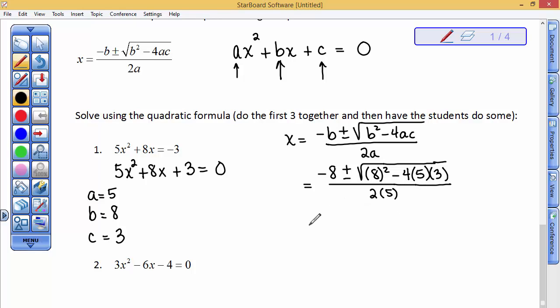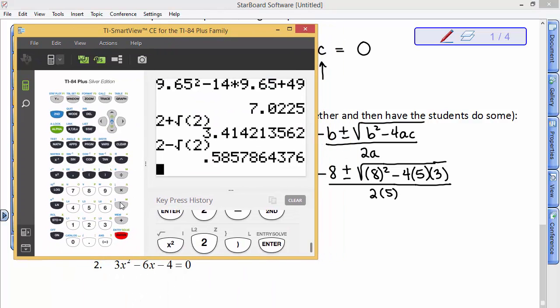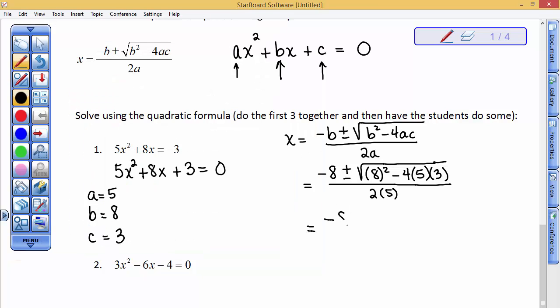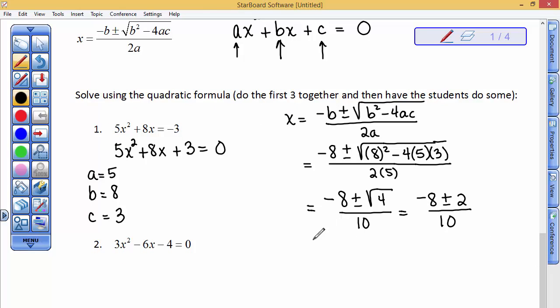I prefer now for you to find the value of what's under the radical. The 8 squared minus the 4 times 5 times 3. Seriously, just go ahead if you need to and take 8 squared minus 4 times 5 times 3 and get that number. That's called the discriminant. So I have a negative 8 plus or minus, and underneath the radical is a 4. 2 times 5 downstairs is 10. And I don't know if this looks familiar to you from completing the square, but I've got to take a negative 8 plus or minus the square root of 4, which is 2, all divided by 10, and I'll have my 2 answers for this problem.